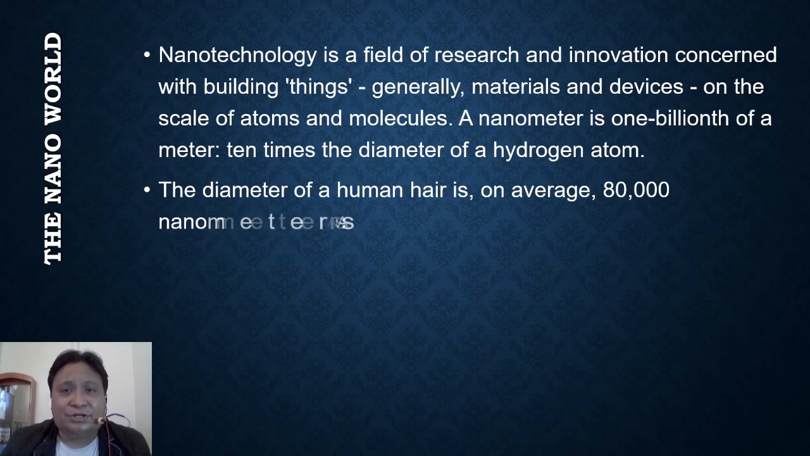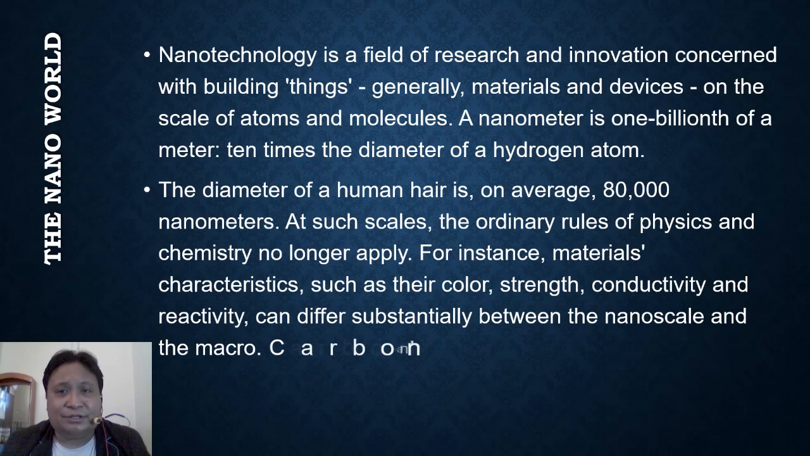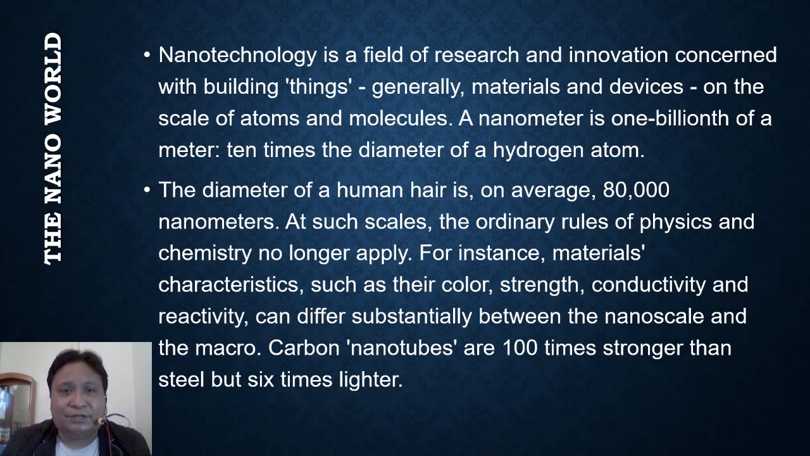At such scales, the ordinary rules of physics and chemistry no longer apply. For instance, material characteristics such as color, strength, conductivity, and reactivity can differ substantially between the nanoscale and the macro. Carbon nanotubes are 100 times stronger than steel, but 6 times lighter.